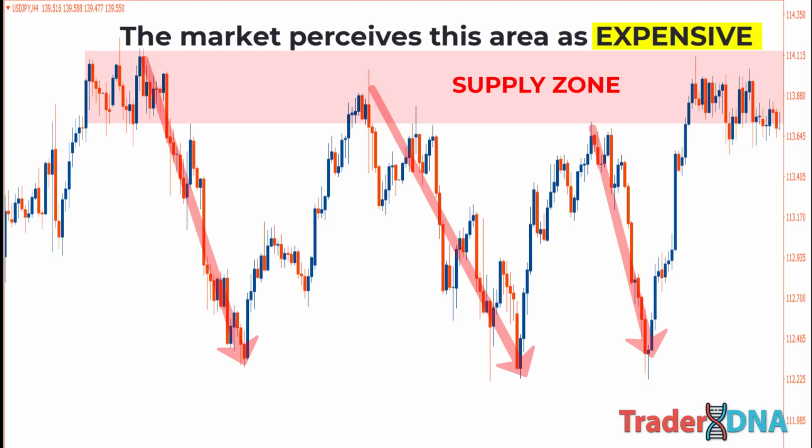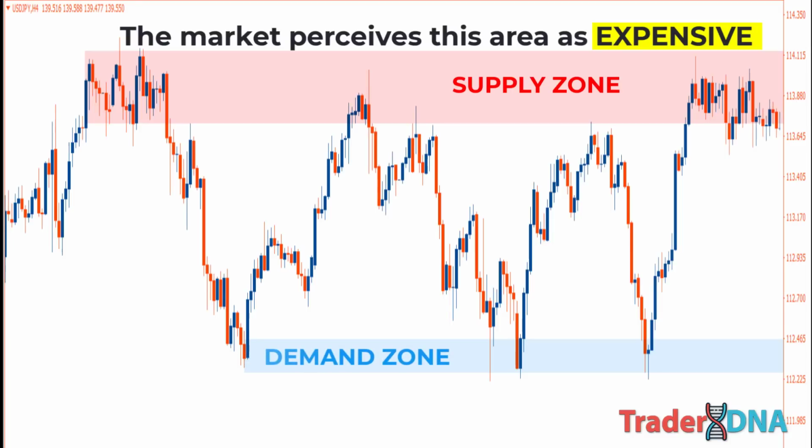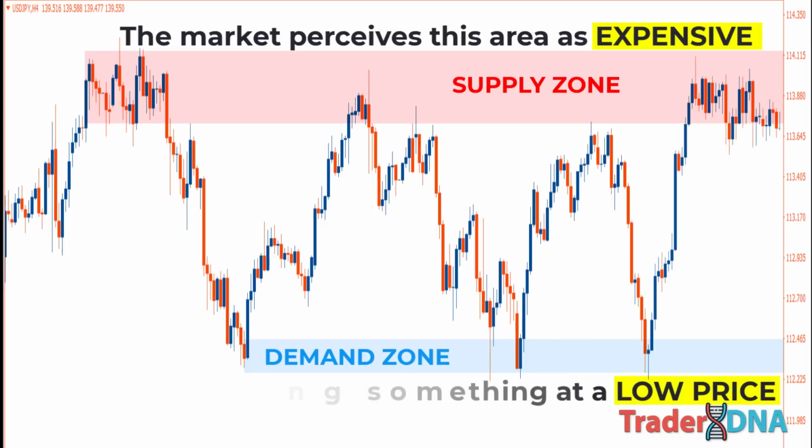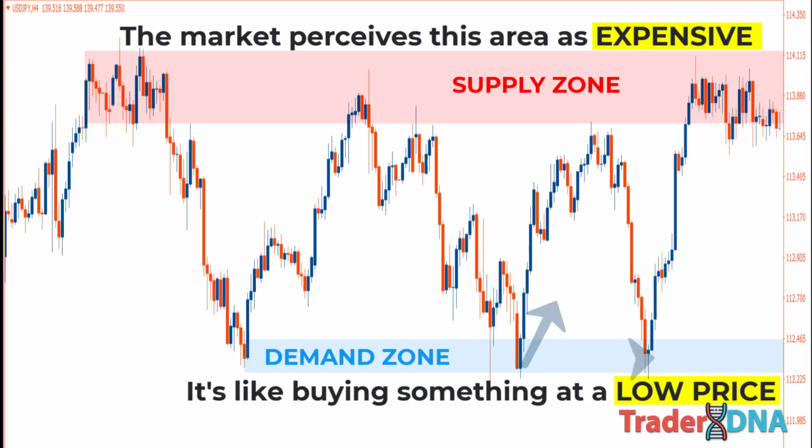Now, let's talk about something different. A demand zone is like a special area below the price where it's hard for the price to go down. It's like a place where the price keeps bouncing back up whenever it tries to go lower. When the price is in this area, traders see it as a good deal because it's like buying something at a low price. This makes the sellers stop selling and the buyers start buying. All these actions together make the price turn around and go up again from the demand area.